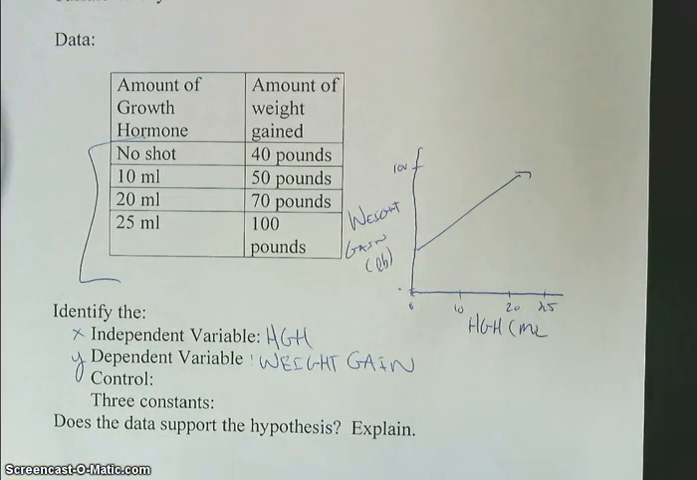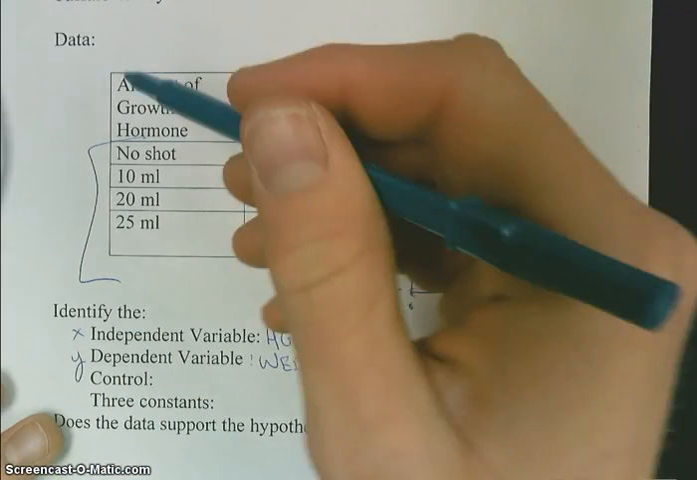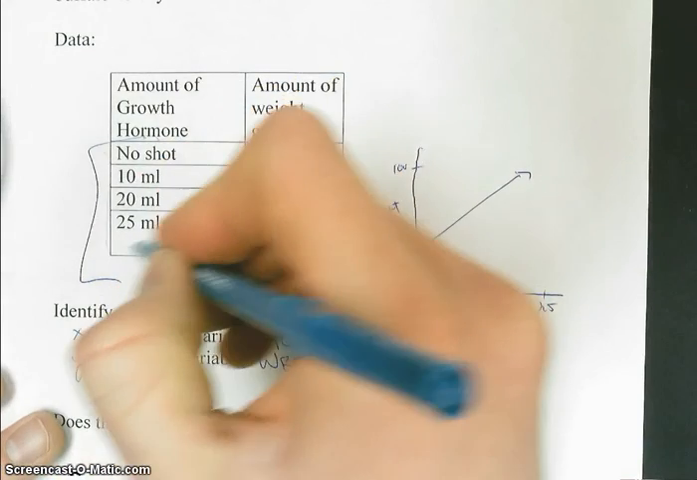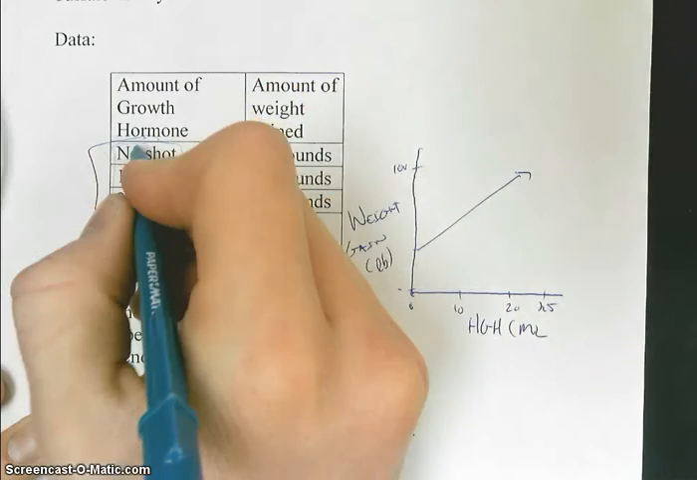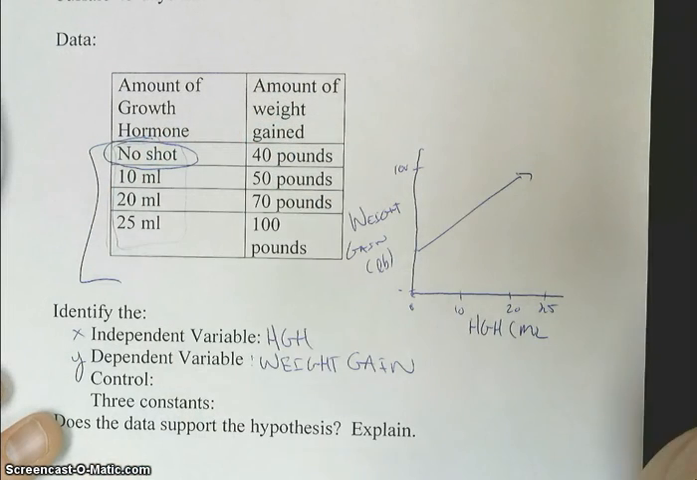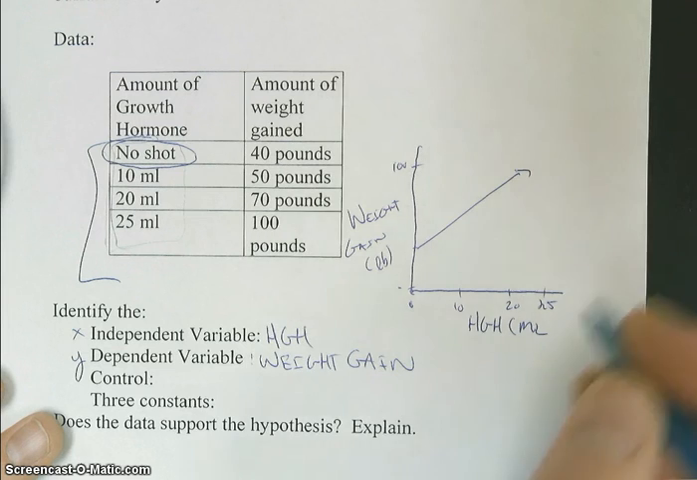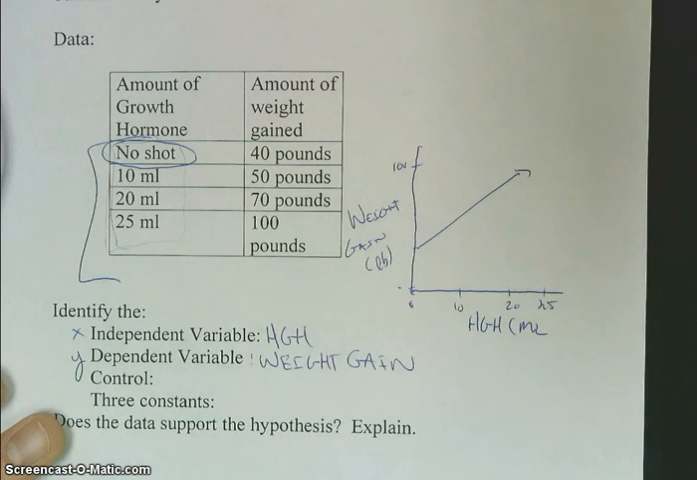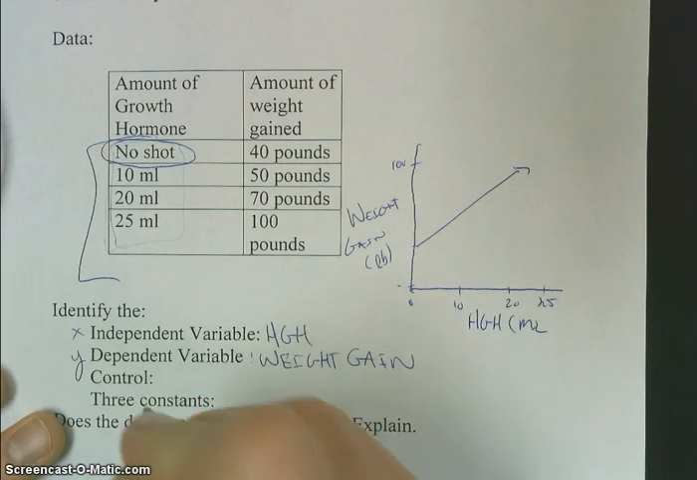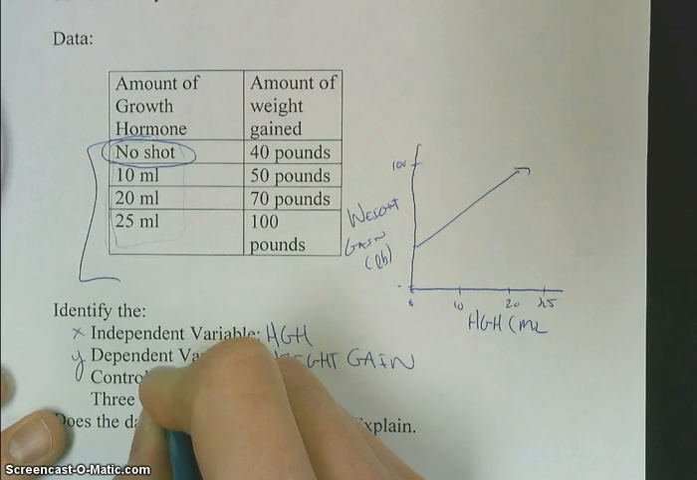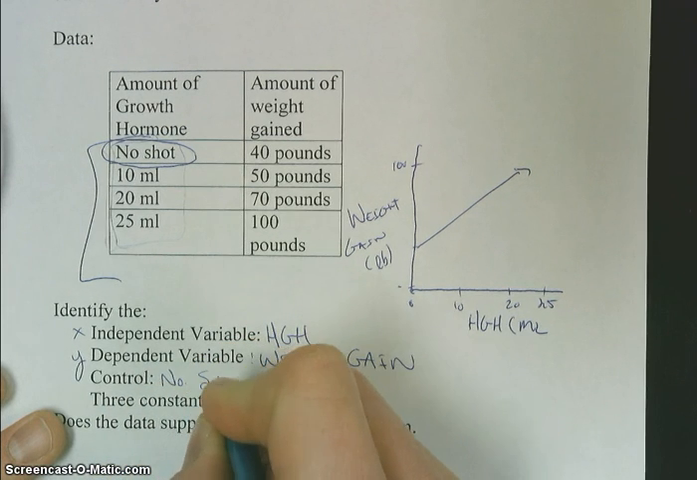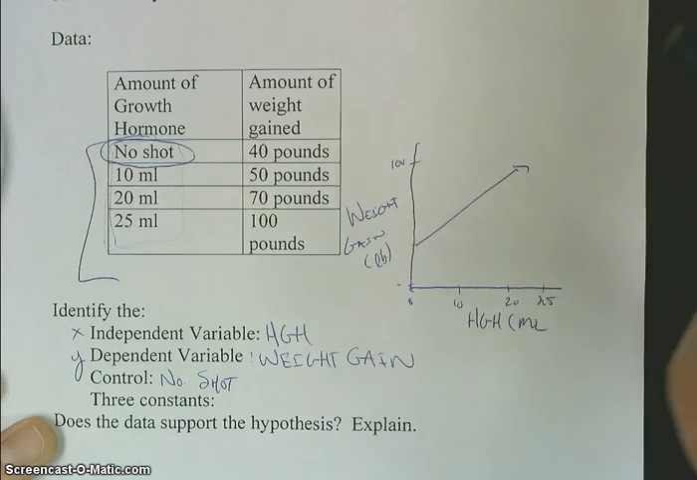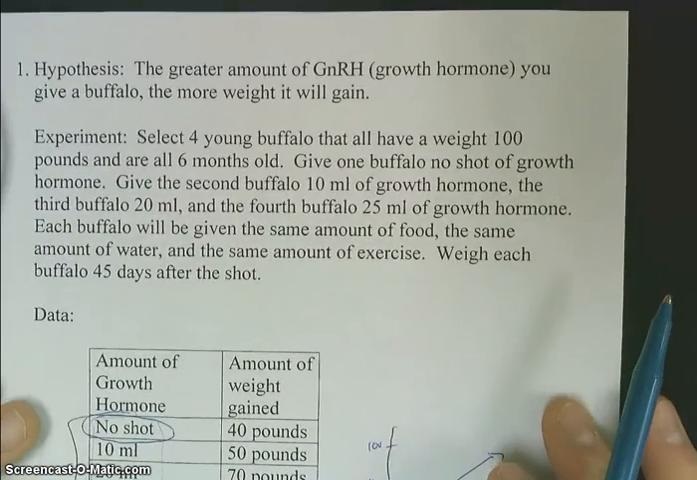Now control, again, remember, it's one of 4 trials, so it's going to be one of these 4, and it represents normal situations. So in this case, normally cows, or actually buffalo, excuse me, do not get HGH injections. That's actually, I think, illegal. But anyways, PEDs for cattle might not be the best thing anyways. So control group, normally we get no shot. So that's going to be no shot.